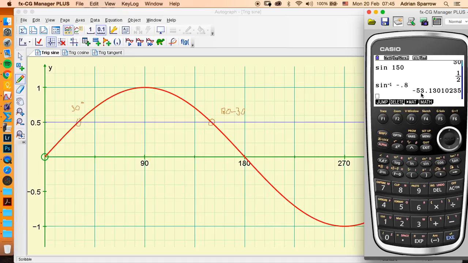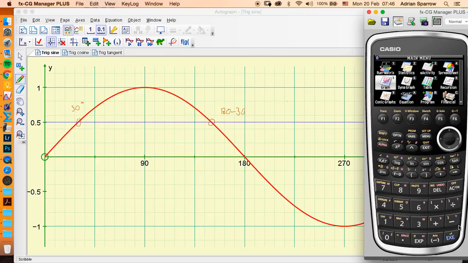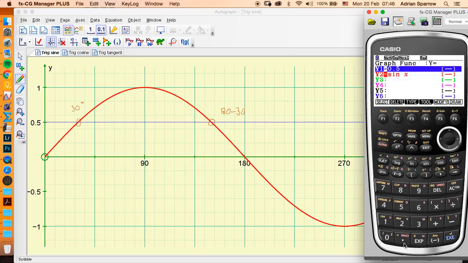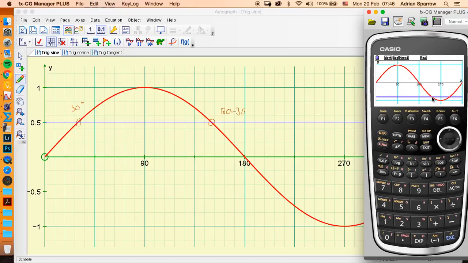Now I don't want negative 53, but I'm going to keep that in mind for a minute whilst I draw the graph. I'll go to the graph menu and I'm going to change this to negative 0.8 and draw. So now I'm down here and here are my two answers. So I'm going to go to G solve intersect, and the first one is at 233, so it's here at about 233. Now what's interesting about that is it's 180 plus the 53.